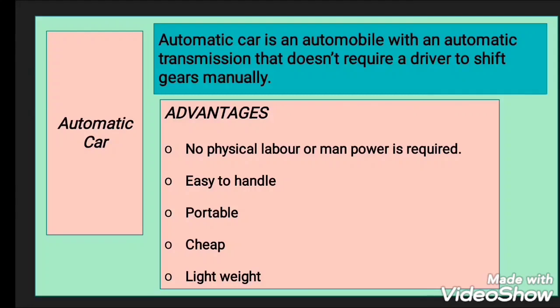An automatic car is an automobile with an automatic transmission that doesn't require a driver to shift gear manually. Usually, whenever we are going to use a car, we need a driver. But in the case of an automatic car, there are some facilities that mean you don't need a driver. If you have some knowledge about driving, you can drive the car yourself.